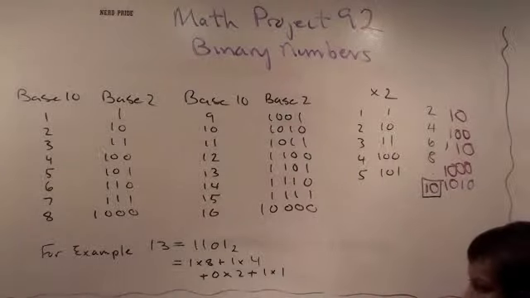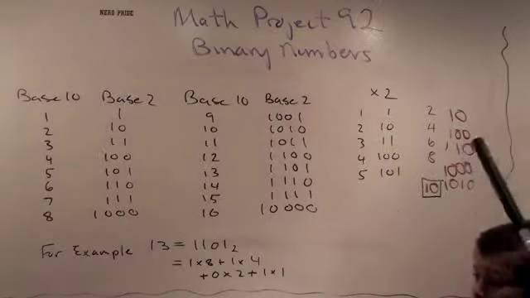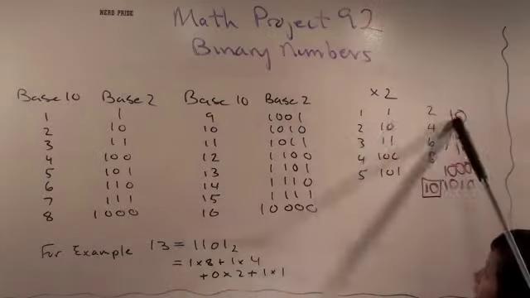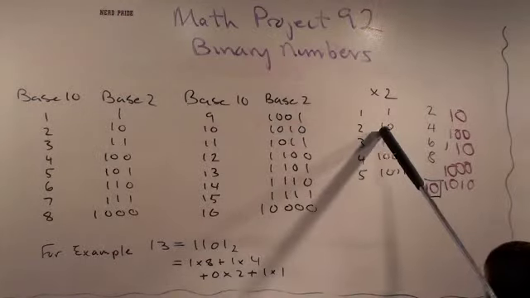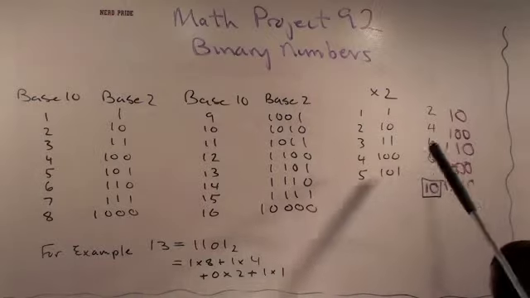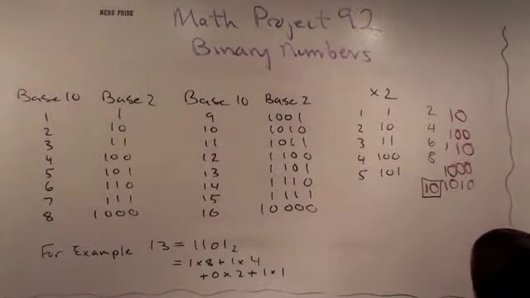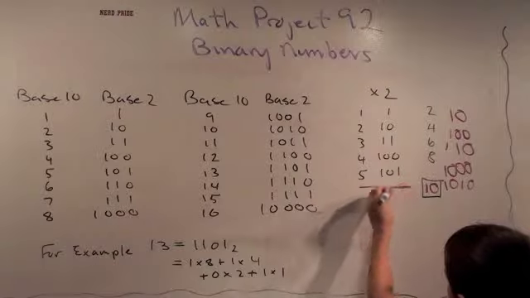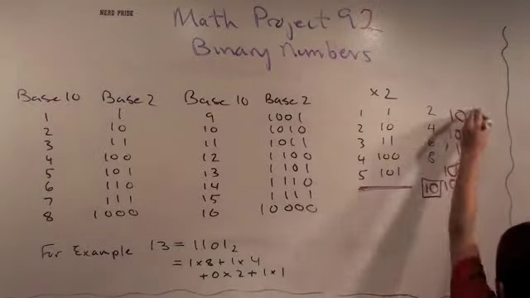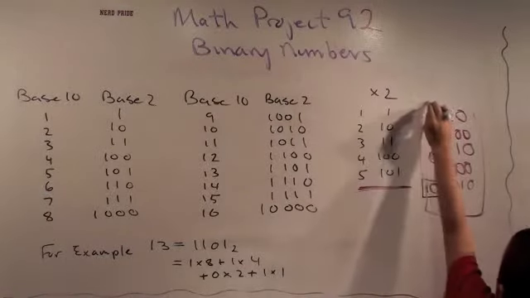Okay, so let's see if we see any pattern when we multiply by 2. If we go from 1 to 1, 0. We go from 1, 0 to 1, 0, 0. Actually, I see something. Do you see it? What do you see? The number over here, you add a 0 on. Yeah, you add a 0 on.